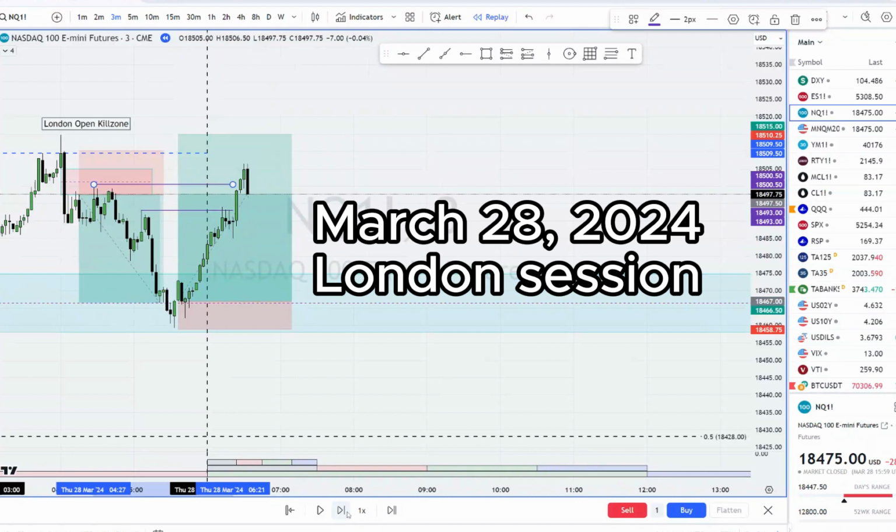So without further ado, let's jump right into the graph. Today, we're going to analyze March 28, 2024 during the London session.